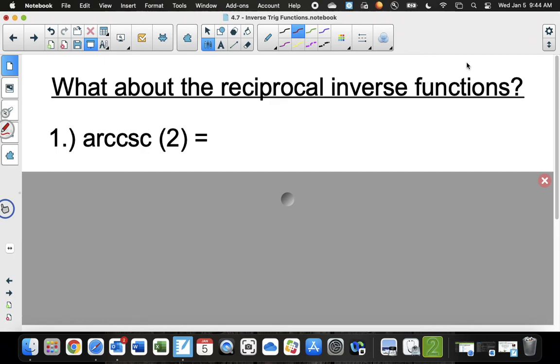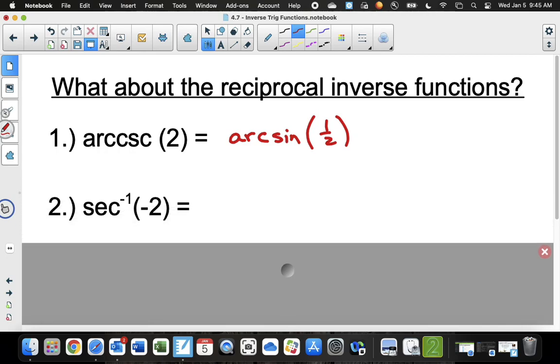If I'm asking you what's the arc cosecant of 2, here's what I'm really asking you. I'm asking you for the arc sine of what? 1/2. Remember, it's just the reciprocal. So if I'm asking you for the arc cosecant of 2, I'm really asking you for the arc sine of 1/2. And now you're right back to doing what you were doing before. The sine of what angle equals 1/2? Thinking about your restrictions on domain and range and trying to find it just like we were talking about. Okay? How about this one?